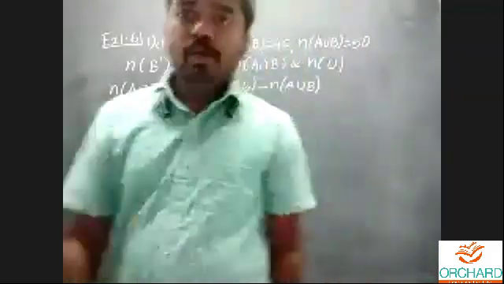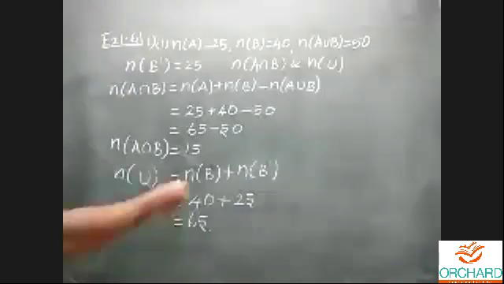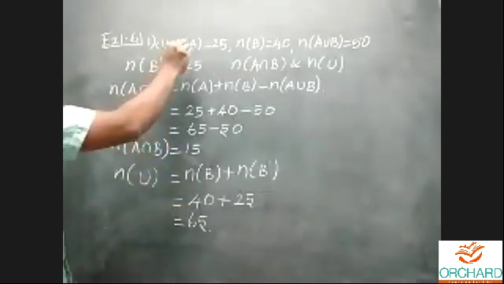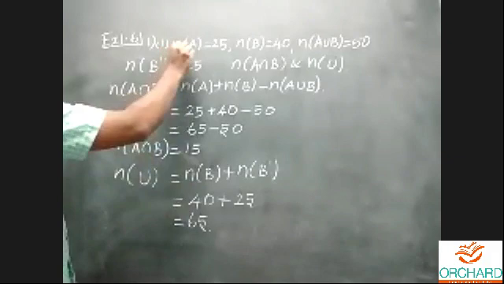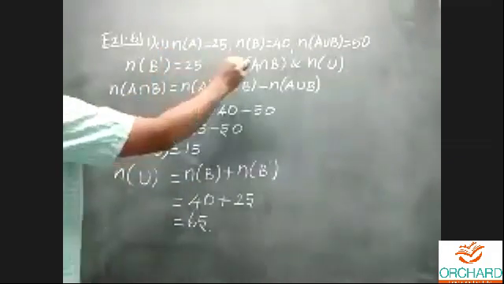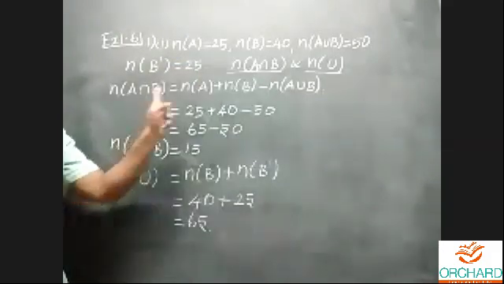Okay, no problem. What's the given information for this problem? n of A is equal to 25, n of B is equal to 40, and n of A union B is equal to 50. n of B dash is equal to 25. You want to find n of A intersection B and n of the universal set, the number of elements in the universal set. Actually, you know the four results with the three notes. Here I can apply the note because I want to identify n of A intersection B.